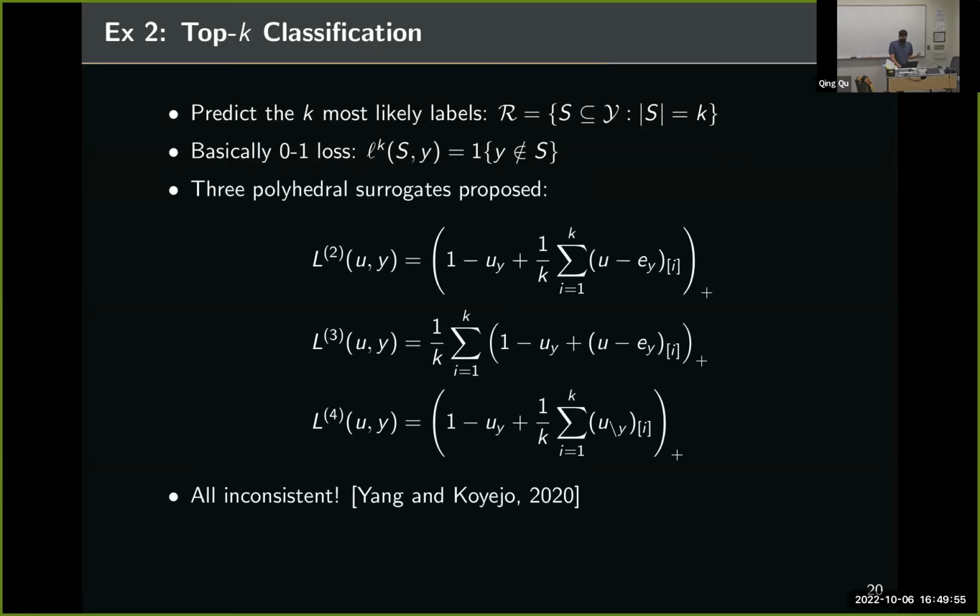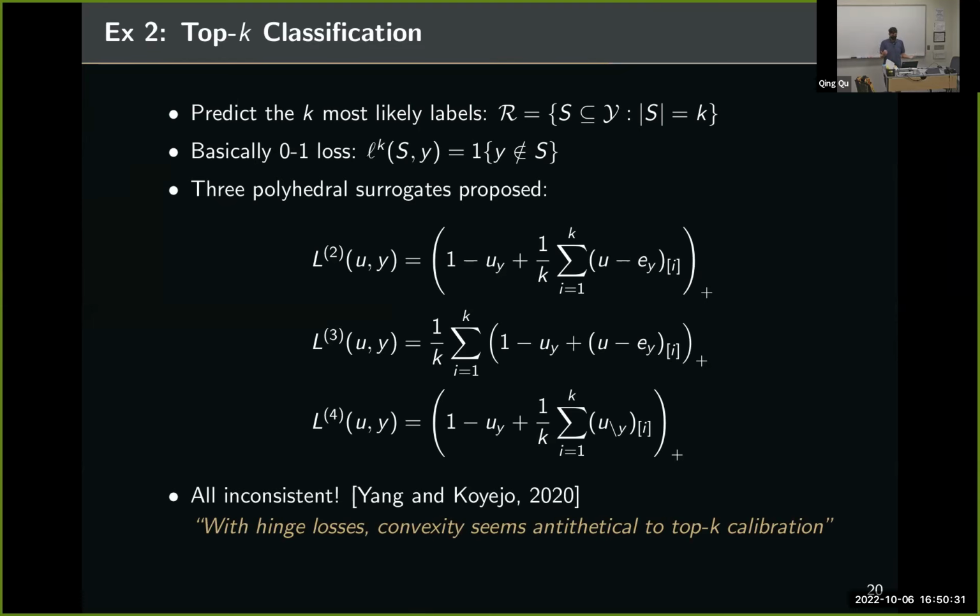And so there are all these surrogates that have been proposed. The details don't really matter, but I'll show you anyway. Here are some surrogates. And Yang and Koyejo showed recently that they're all inconsistent. These are all polyhedral, and they concluded, and this is a quote from their paper, that with hinge losses, which I interpret to mean polyhedral hinge-like losses, convexity seems antithetical to top K calibration. Like, maybe you can't do both.